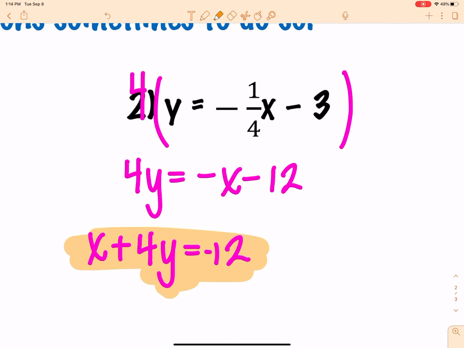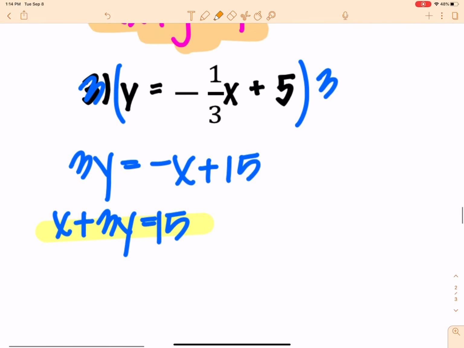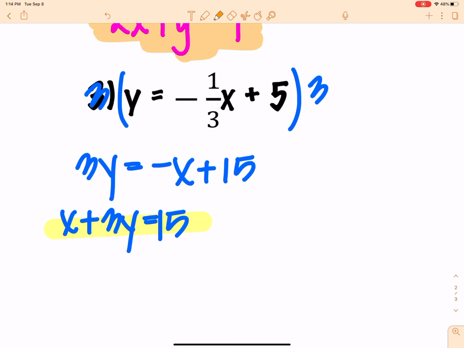So try number 3 all by yourself. All right, your answer there, you got to clear the fractions first. And so you should get x plus 3y equals 15.